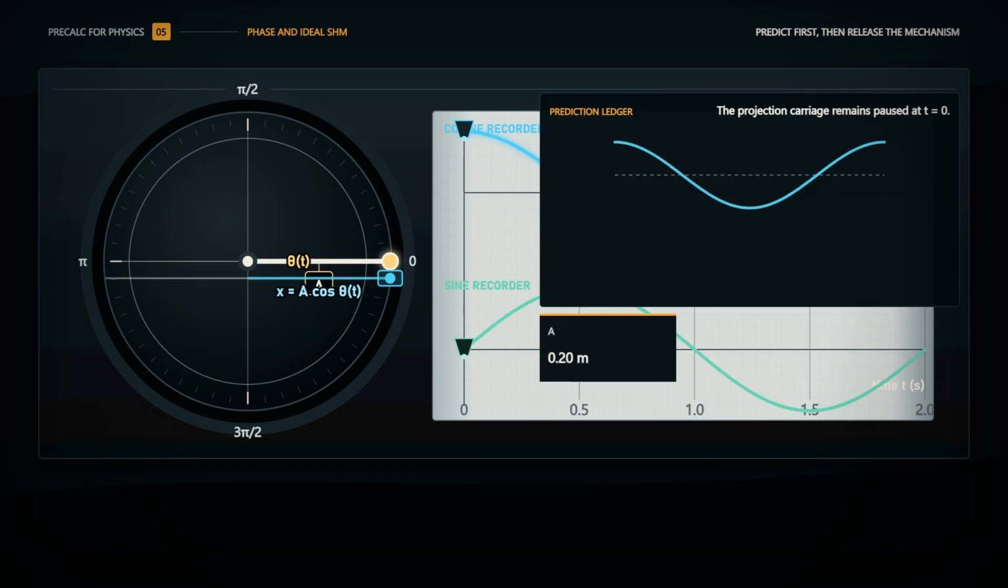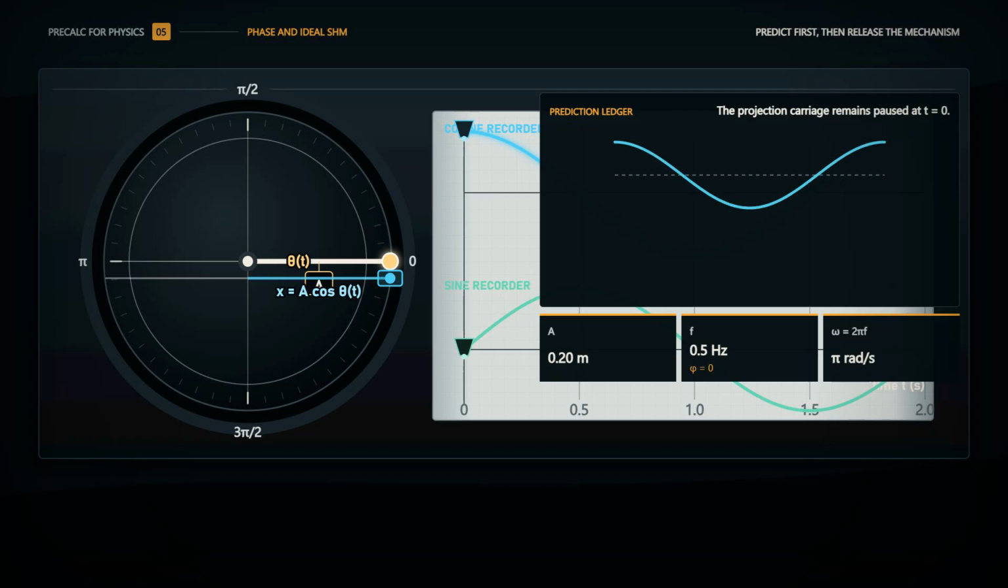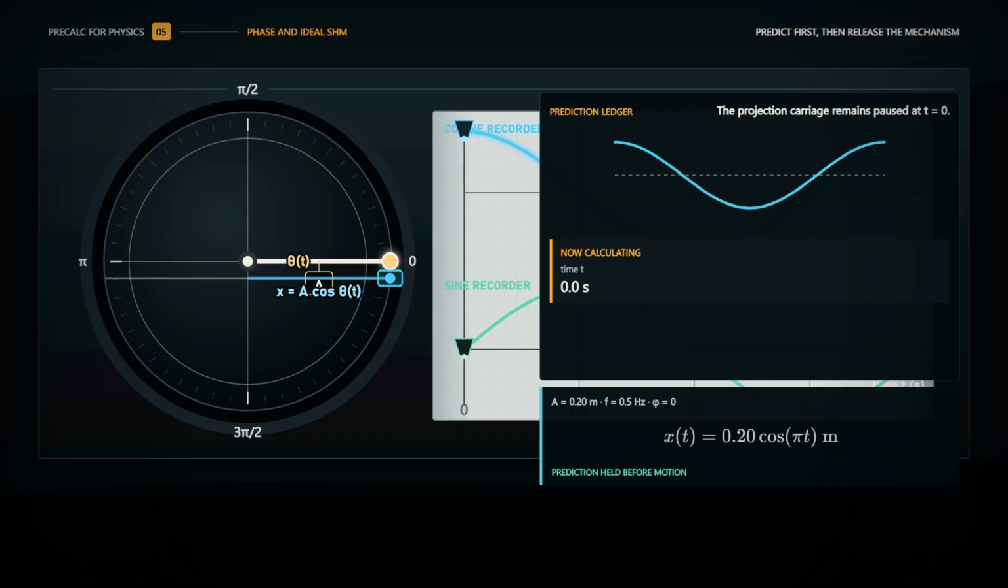Use a projection slider with amplitude 0.20 meters. Let its frequency be 0.5 Hz, one cycle every 2 seconds, and let phi be 0. Then omega equals 2 pi f, which is pi radians per second. Substitute those values. Position is 0.20 cosine of pi t meters. Before moving the mechanism, predict the checkpoints. At time 0, cosine 0 is 1, so x is positive 0.20 meters.